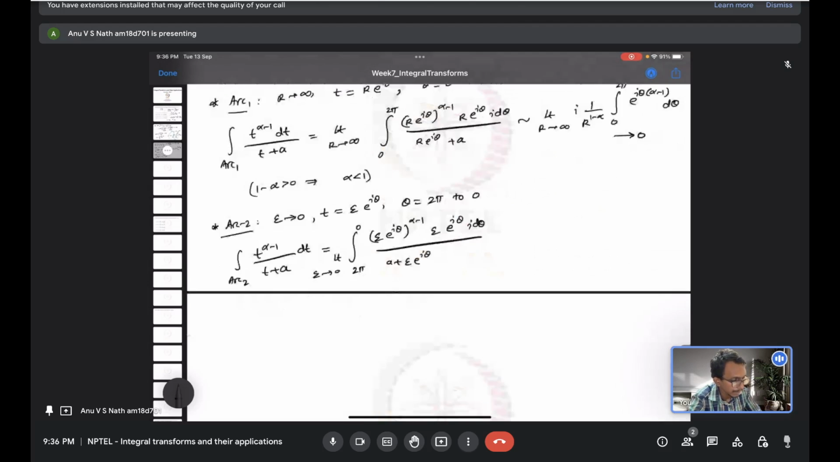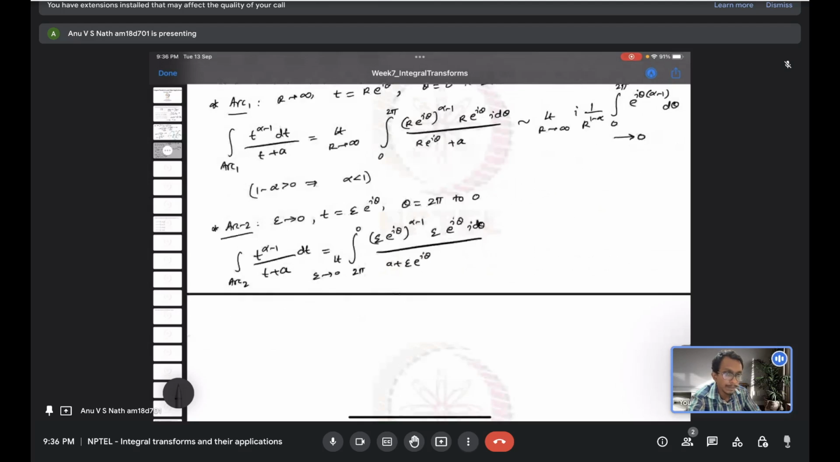Now again, like I said earlier, there r was tending to infinity, but here epsilon is tending to 0. So in the denominator, epsilon e raised to i theta is irrelevant compared to a for any finite a value, and you will see this will be asymptotically equal to the following. Before that, one more thing: the limits of the integration can be reversed if you put a negative sign in front. The orientation is now changed. The numerator epsilon e raised to i theta will not cancel with the denominator, because the denominator in this limit is just a, which is a constant.